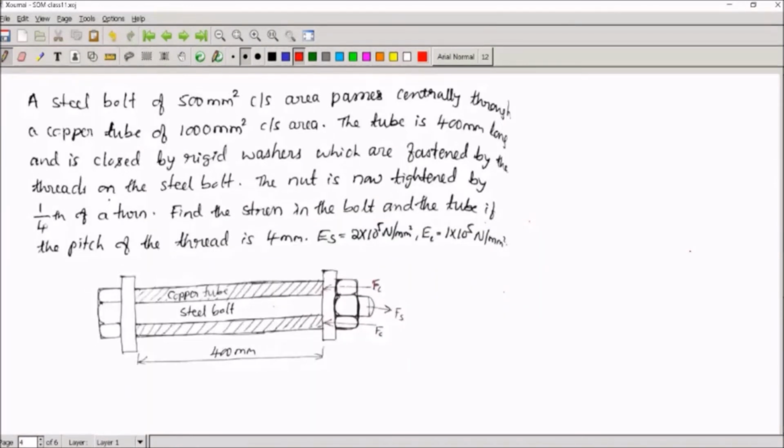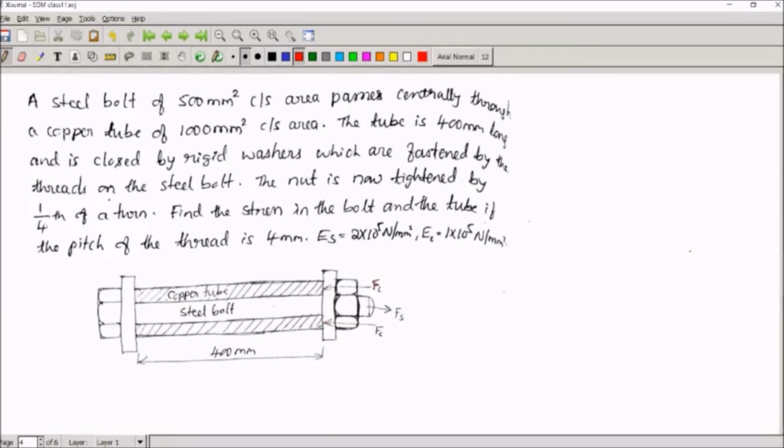The problem says a steel bolt of 500 mm square cross section area passes centrally through a copper tube of 1000 mm square cross section area. The tube is 400 mm long and is closed by rigid washers which are fastened by the threads on the steel bolt. The nut is now tightened by 1/4 of a turn. Find the stress in the bolt and the tube. If the pitch of the thread is 4 mm, Young's modulus of steel is given, Young's modulus of copper is given.